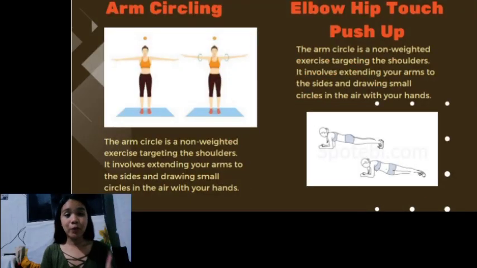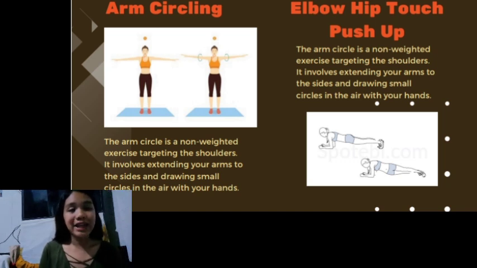The next slide will present the following compiled movements in any direction. These are the movements in aerobics that we can use through dancing if we accompany it with music, like our performance last time at the tennis court. We have our support video for our first type of aerobic exercise, which is arm circling. Arm circling is a non-weighted exercise targeting the shoulders, extending your arms to the sides and drawing small circles in the air with your hands.